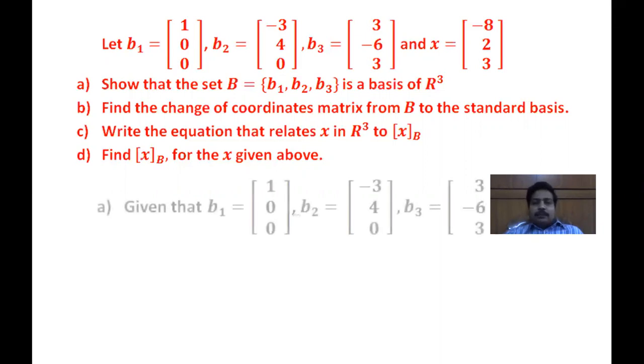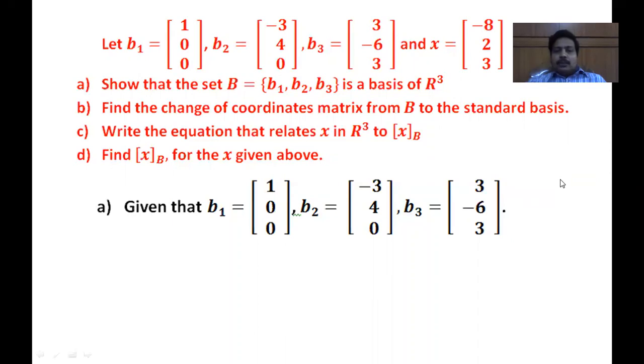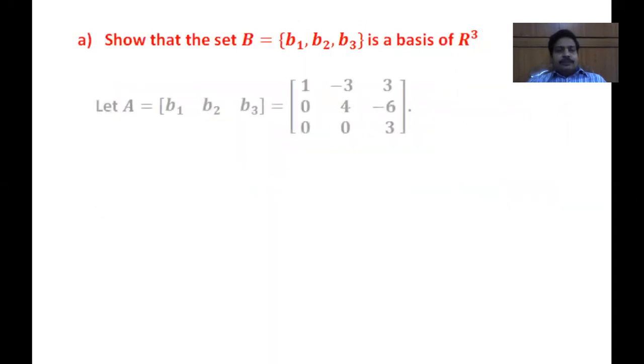So let us first show that the given vectors form a basis. Given that b1, b2, b3 are the vectors, which are column matrices. Let B is equal to the set of b1, b2, b3, which is also given. So let us form a matrix A with these column vectors. So A is equal to the matrix of b1, b2, b3, which is equal to 1, 0, 0, minus 3, 4, 0, 3, minus 6, 3. So this is our A.